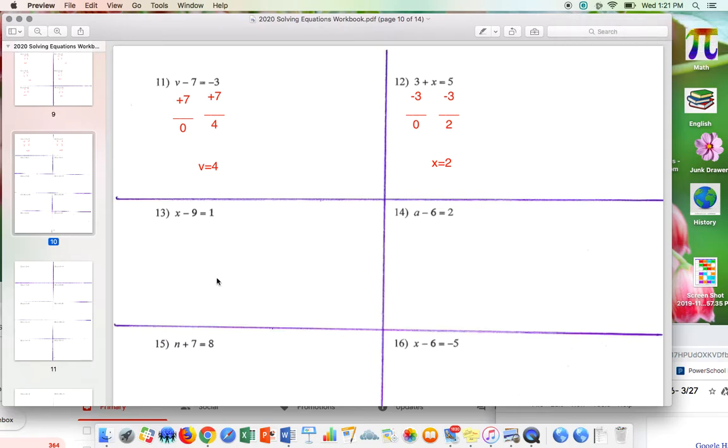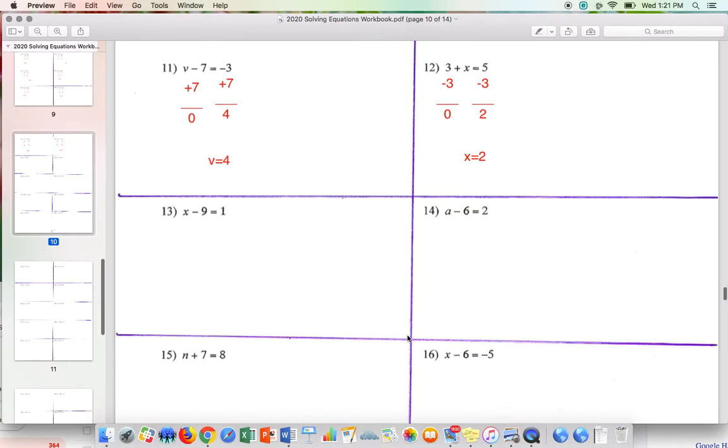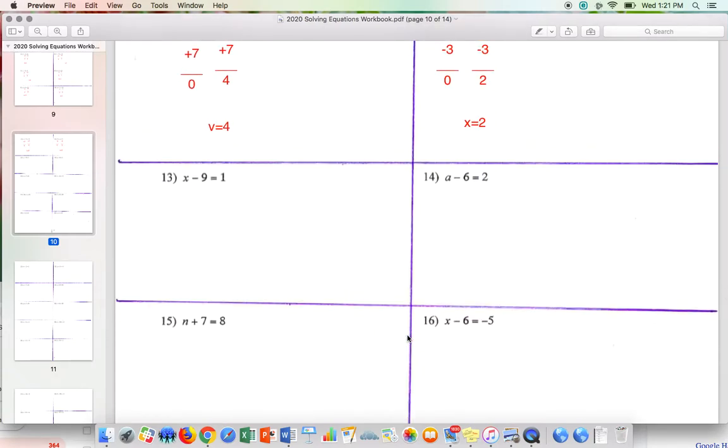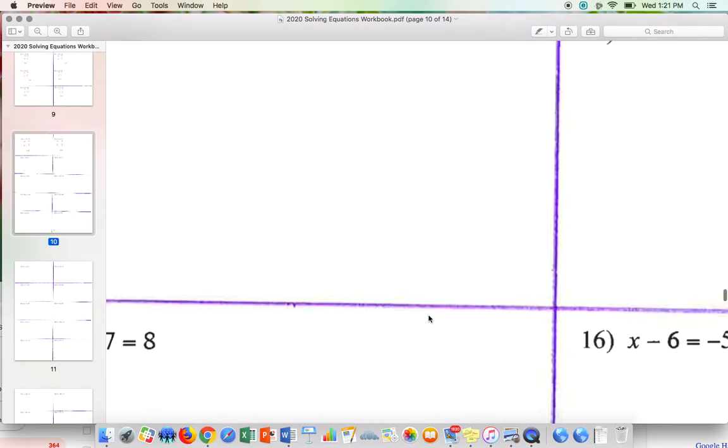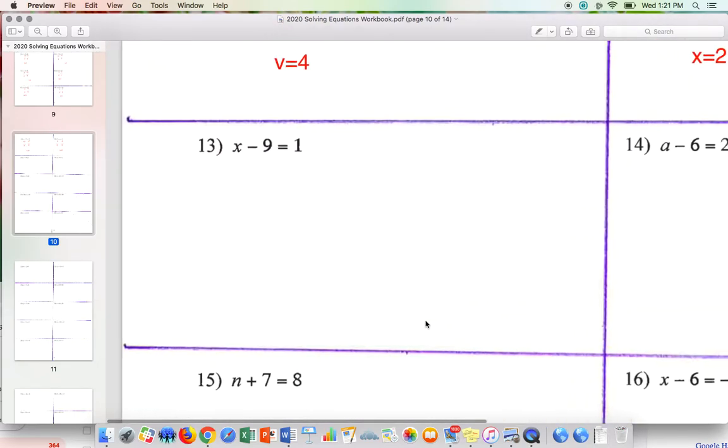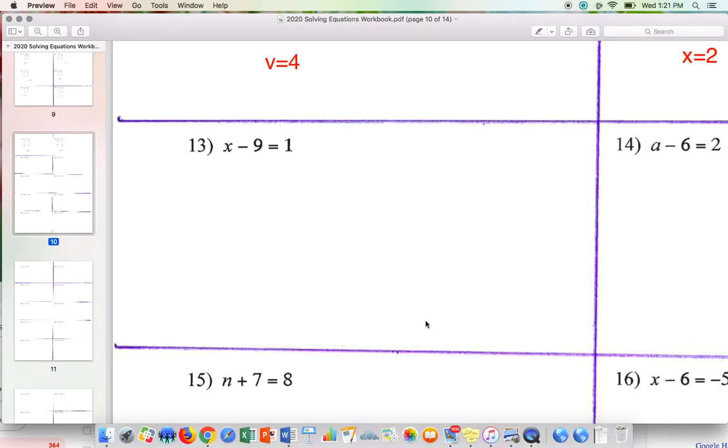Some of you I know went on, but this is the last point that we went over with the class. So we are going to start working on number 13. If you need to catch up, just pause this video until you get to this point, and then you can push play and start again with us. Okay, I'm going to make this bigger.